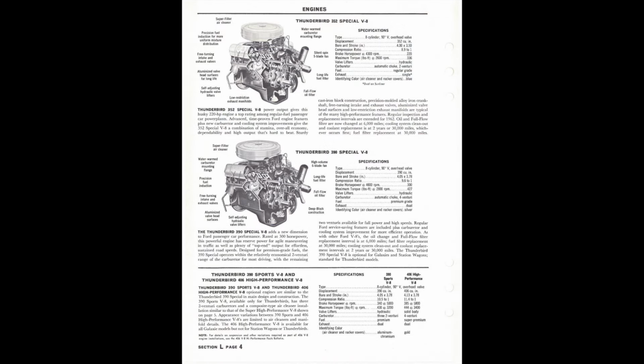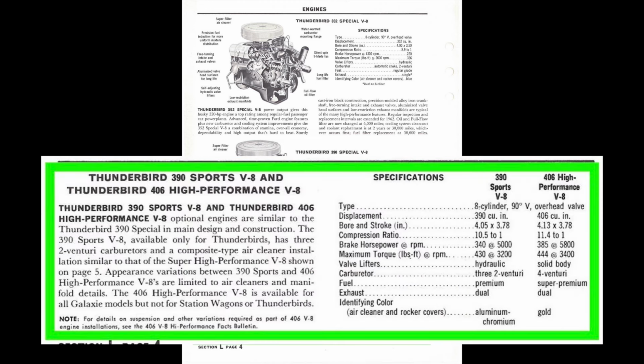Section L, page 4 of the engines portion of the 1962 Ford Carfax book provides information about the first of the two new engines that became available at the same time as the Galaxie 500 XL series. The B code Thunderbird 406 High Performance V8, a 406 cubic inch unit with a 4-barrel carburetor that developed 385 horsepower at 5,800 RPM and 444 pound-feet of torque at 3,400 RPM with an 11.4 to 1 compression ratio.